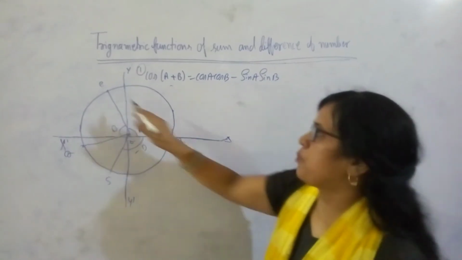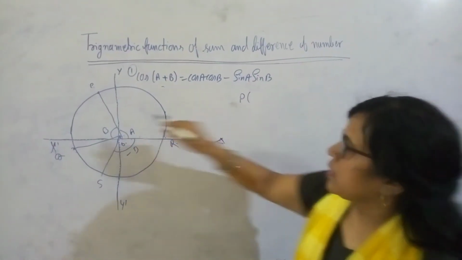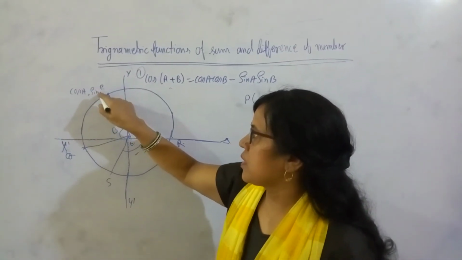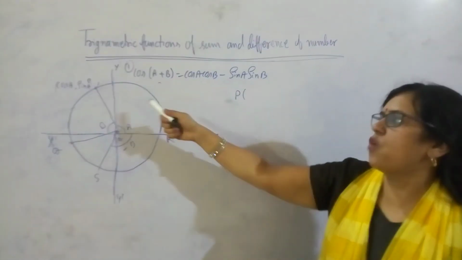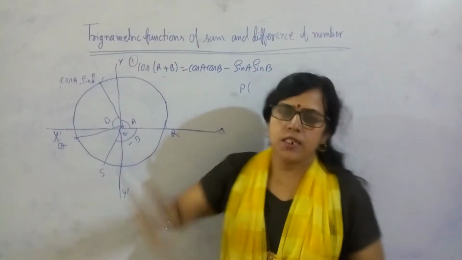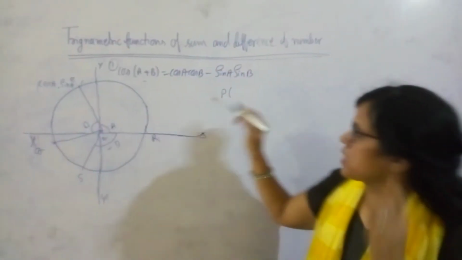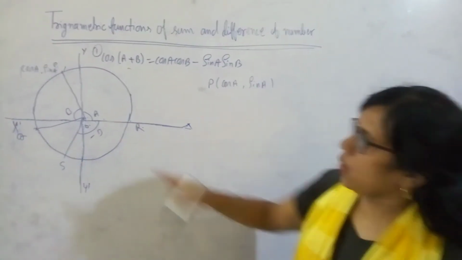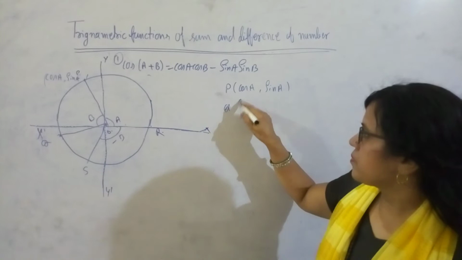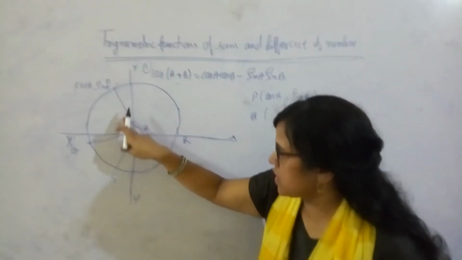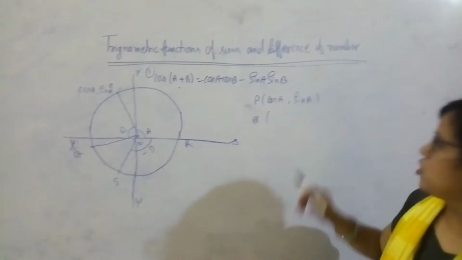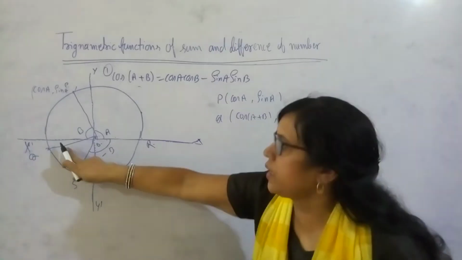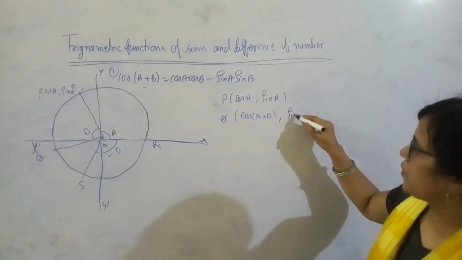Now we will suppose the points. Suppose point P is cos A, sin A. We always suppose in polar form, firstly cos theta and after that sin theta. So point P is cos A, sin A. Now point Q is at angle A plus B. This distance will cover up to this point. So the coordinate of Q is cos of A plus B, sin of A plus B.